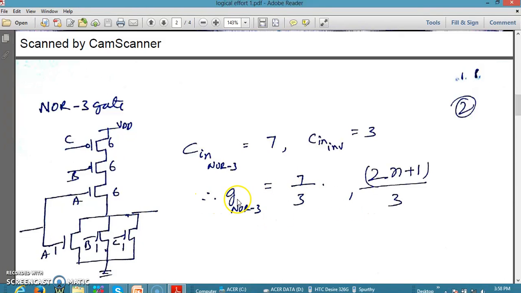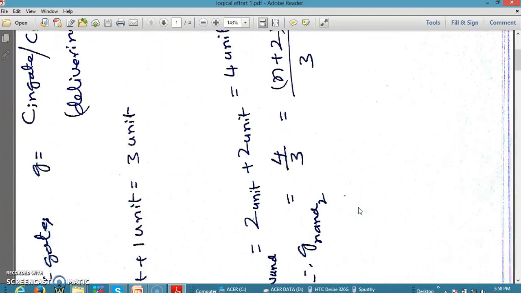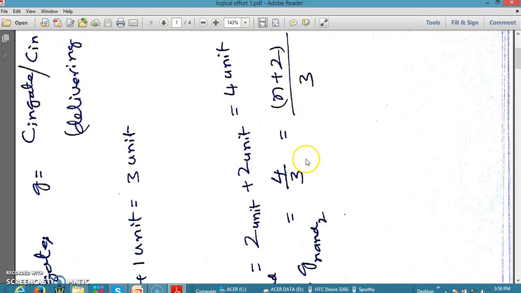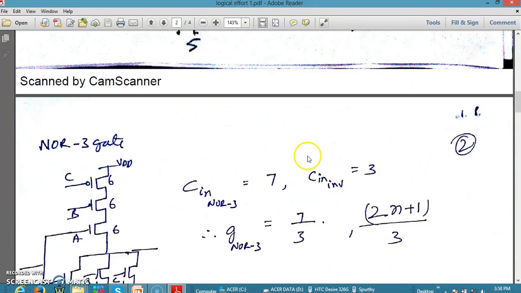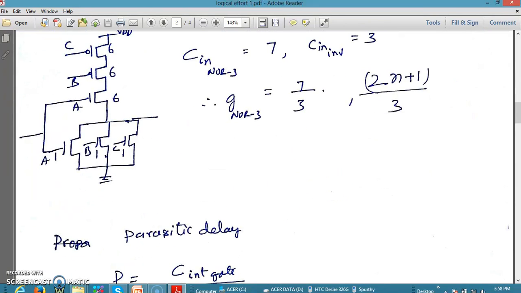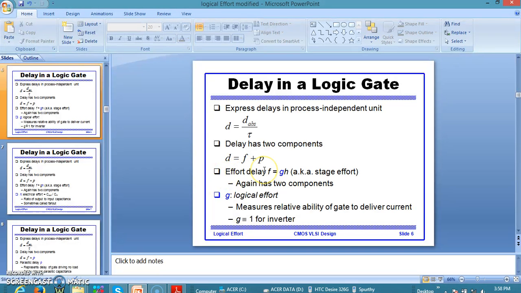Meaning to say, in general, if the number of inputs of a NOR gate is n, we write G of a NOR gate as 2n plus 1 by 3. Whereas in case of the NAND gate, as you can see here, it is n plus 2 by 3. So it is n plus 2 by 3 here, and 2n plus 1 by 3 here. So this is how we estimate the value of G for any given gate.